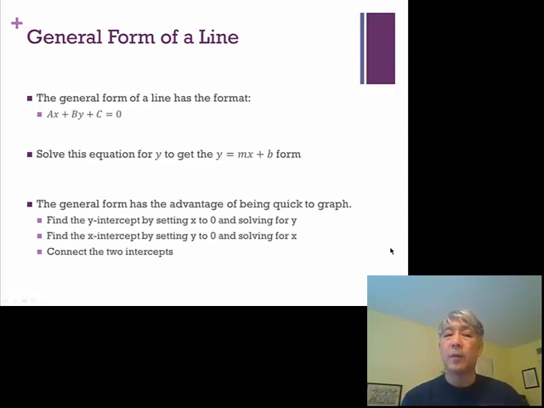Same for the x-intercept. Once I have the 2 points on my graph, and I can find those 2 points very easily because they're on the axes, I can just put a ruler across those 2 points and draw a straight line across them. And again, I can solve this format ax plus by plus c equals 0 to get the original format that we are used to, which is y equals mx plus b.